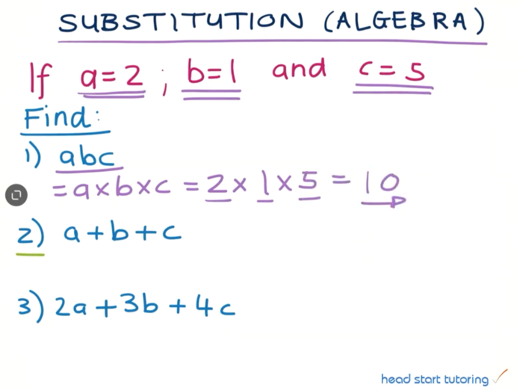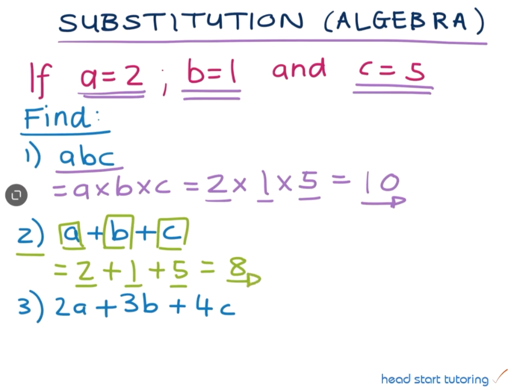Let's have a look at number 2. We have got A plus B plus C. So remember that A plus B plus C, we cannot simplify anymore because they are unlike terms, but now when we are substituting, we will be able to bring it down to a final answer because we have values for each of these variables. So we know that A is equal to 2, so we've got 2 plus B is 1, so we plus our 1, and C is equal to 5. This now gives us a value of 2 plus 1, which is 3, plus 5 gives us an answer of 8.